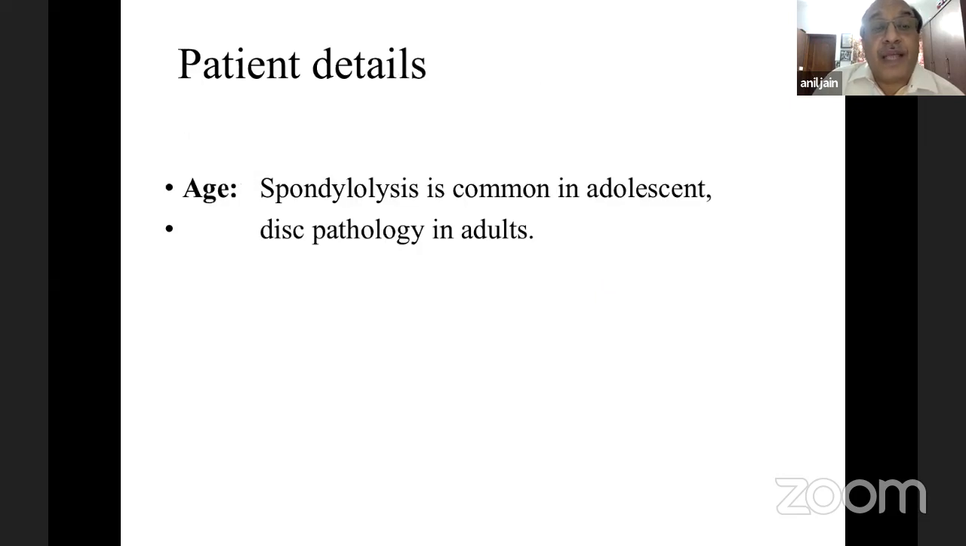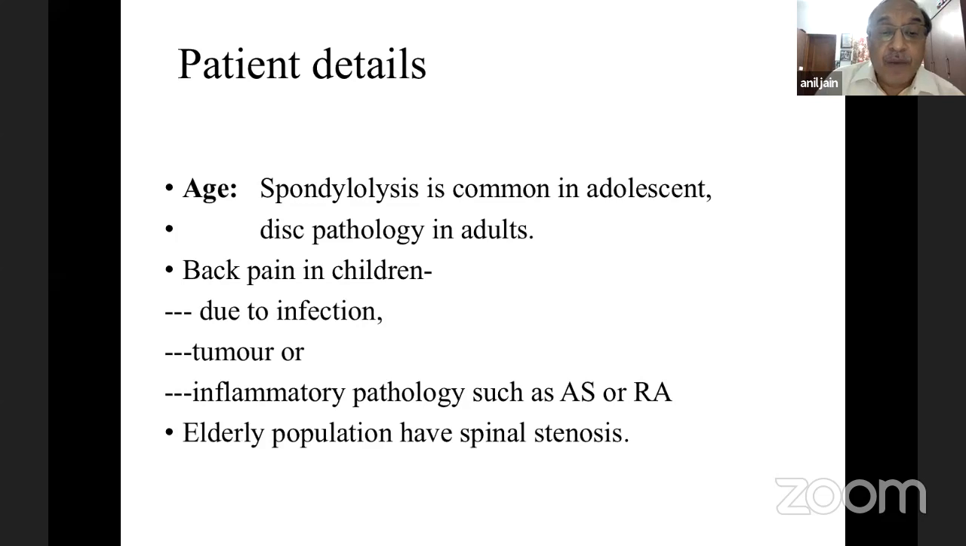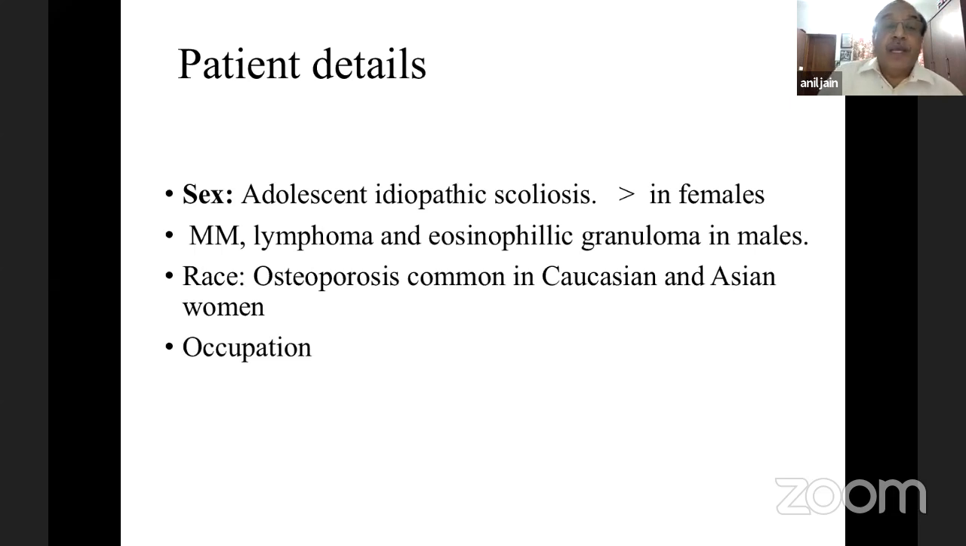For age, spondylolysis is common in adolescents, while disc pathology is more common in adults. Back pain in children is more common because of infection, tumor, or inflammatory pathology like ankylosing spondylitis or rheumatoid arthritis, while elderly populations generally have back pain because of spinal stenosis, that is degenerative. Similarly, for sex, adolescent idiopathic scoliosis is more common in females, while certain diseases like myeloma, lymphoma, and eosinophilic granuloma have a male preponderance. Osteoporosis is common in Asian women and Caucasians, and there are certain occupation-related clinical problems as well.